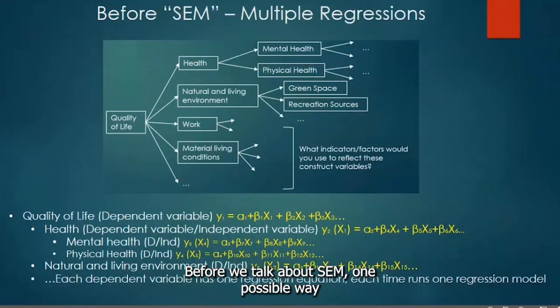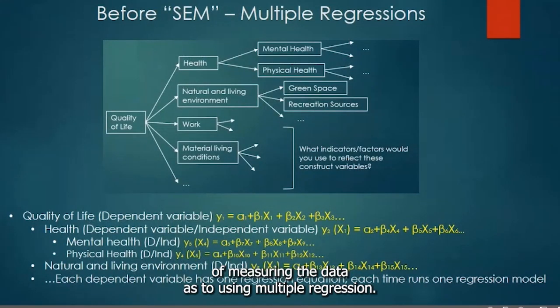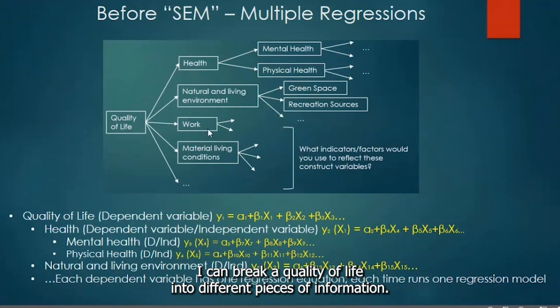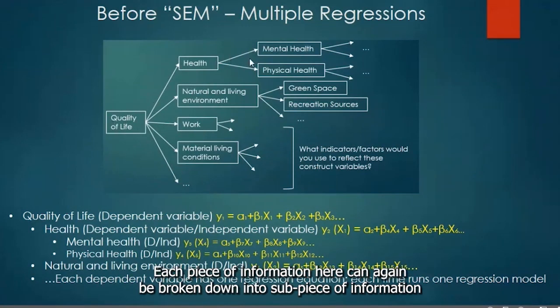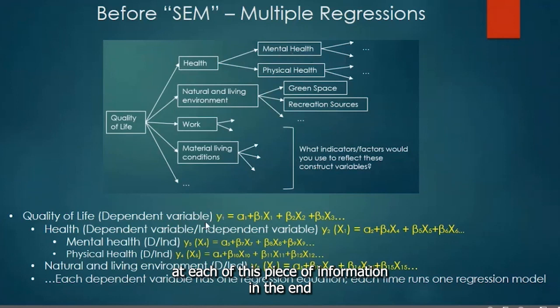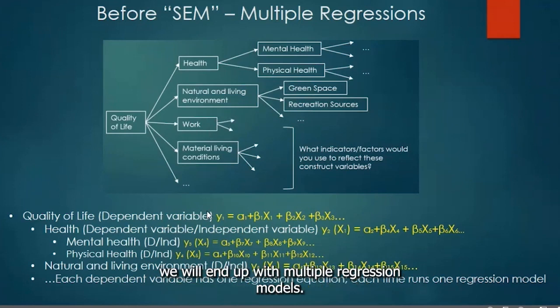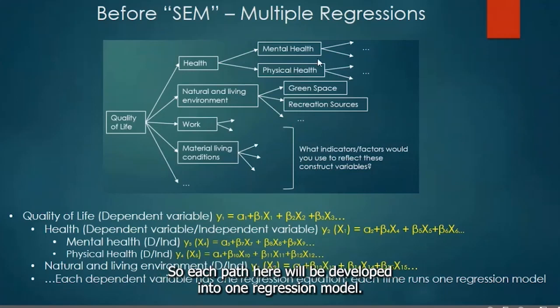Before we talk about SEM, one possible way of measuring the data is to use multiple regression. As you can see, if I break quality of life into different pieces of information, each piece of information can again be broken into sub-pieces of information, and each of these pieces in the end can be translated into one regression model. So for this complicated model, if we want to analyze the data, we will end up with multiple regression models. Each path here will be developed into one regression model.